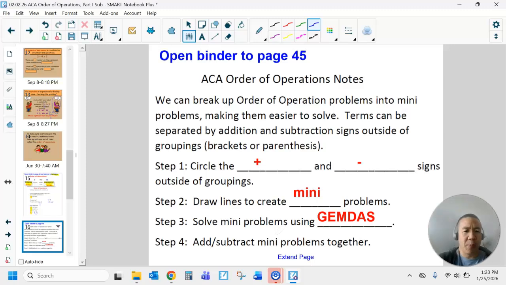So step 1, circle the adding and subtracting sign outside grouping. You see those adding, subtracting? Circle it or highlight it. Step 2, draw lines to create mini problems. Step 3, solve mini problems using GEMDAS. And then step 4, add and subtract mini problems together. So adding, subtracting comes at the end.